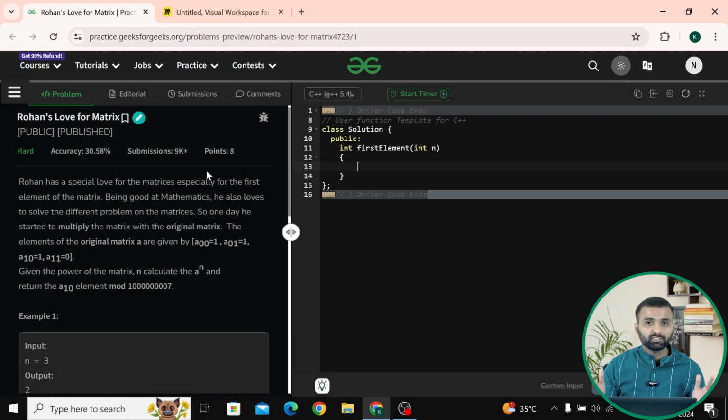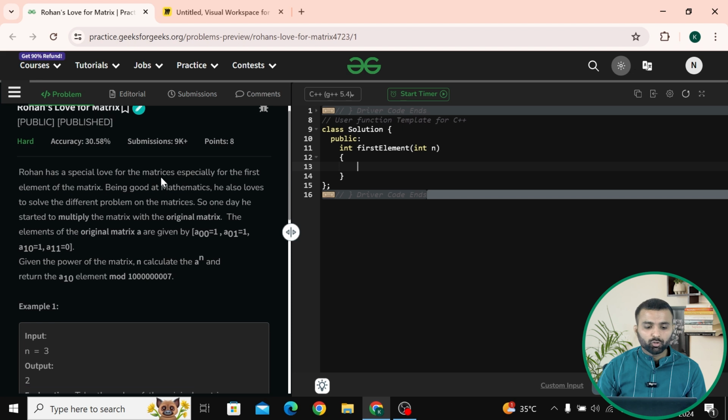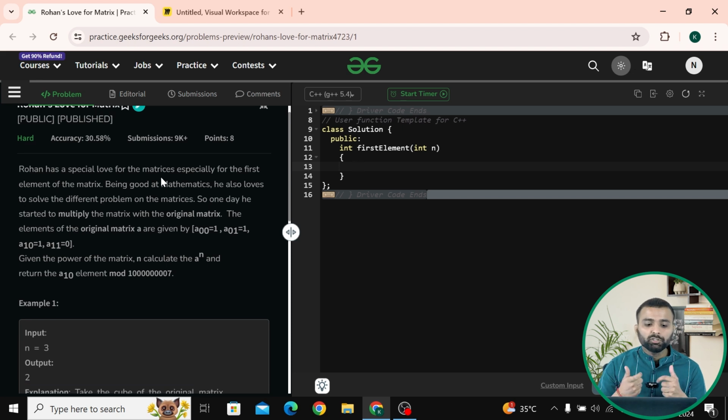Let's talk about today's problem. Our problem name is Rohan's love for matrix. Let's read the question first. Here our question said, Rohan has a special love for the matrix, especially for the first element of the matrix.